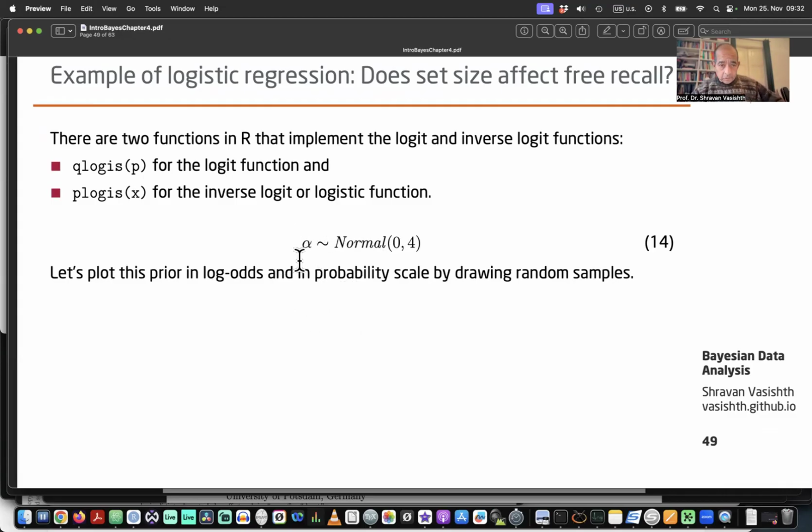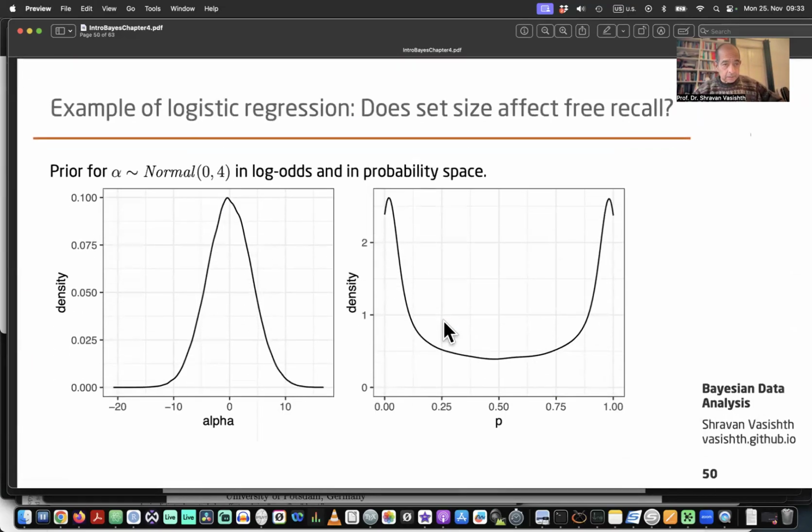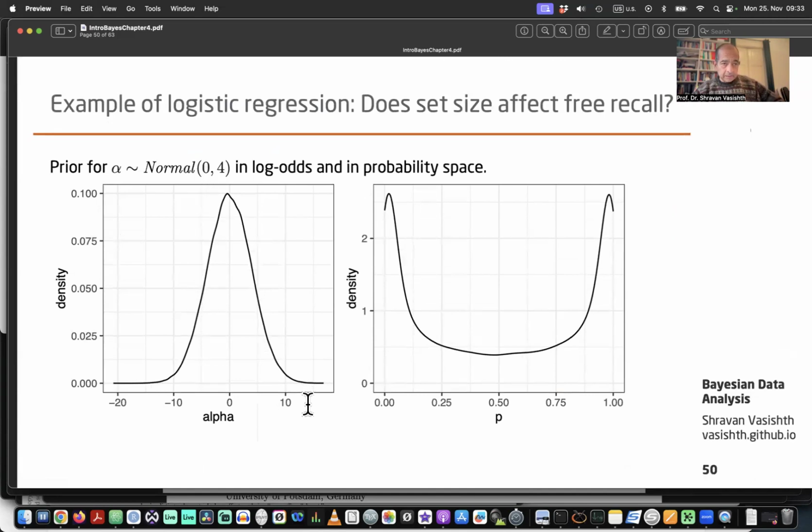And so what we can now do is derive some samples from this prior, which is in log odds space, and pass it through the logistic function to get the shape of this prior in probability space. That will help us interpret whether this prior actually makes sense or not. Okay? So let's do that. What you're looking at here on the left-hand side is the prior in log odds space. And on the right-hand side, you're seeing the result of back-transforming that prior into probability space.